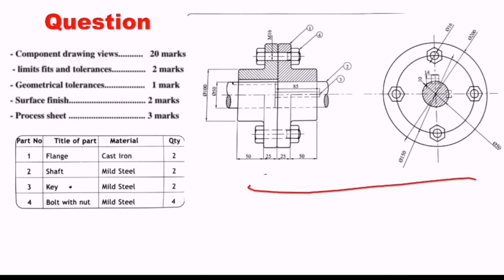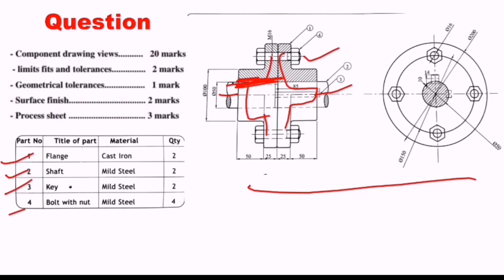It consists of four parts: flange, shaft, key, bolt with nut. So this is a bolt with nut, and this part is a flange. This side also is a flange, and this is a shaft, and the key is there. This portion is nothing but the key. So these are the four important parts.